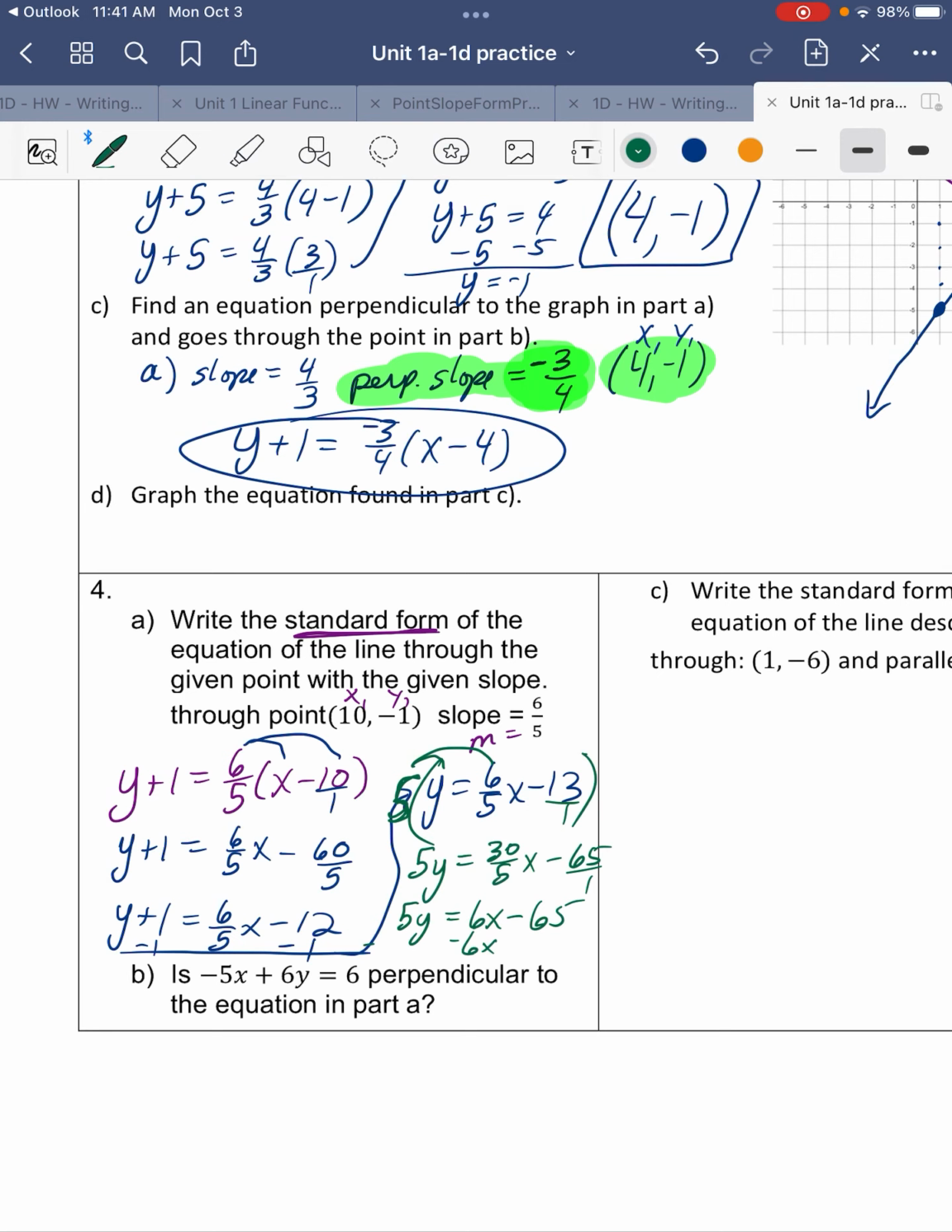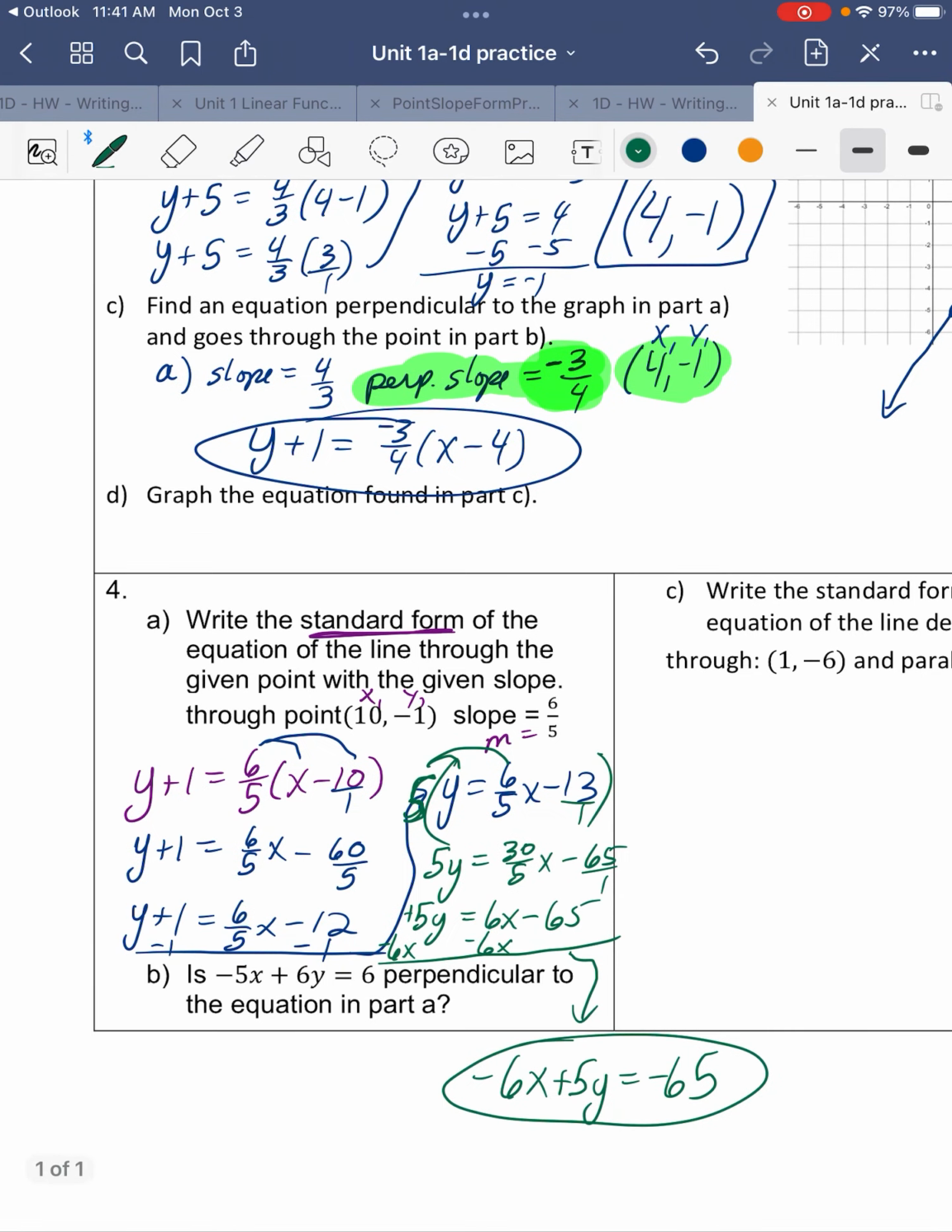And in standard form, we need to get our x and y terms on the same side. So I'm going to put this down below. 6x, so -6x. The 5y is positive, so plus 5y equals -65. So standard form, you have to have no fractions, no decimals, and the x and y terms have to be on the same side of the equal sign.